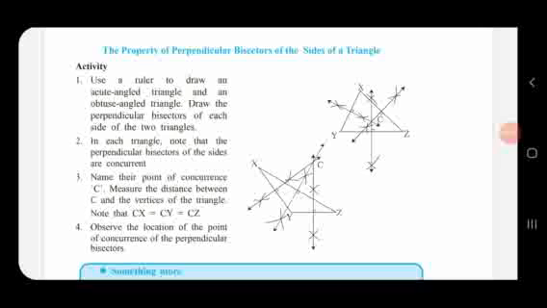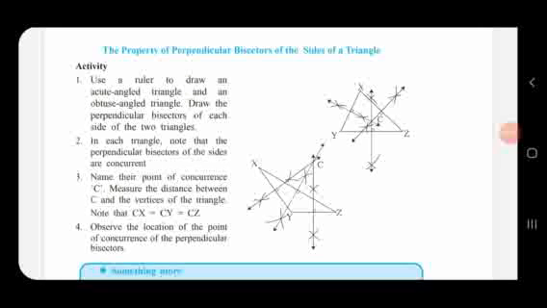in each triangle, note that the perpendicular bisectors of sides are concurrent. Name their point of concurrence as C and measure the distance between C and the vertices of triangle. Note that CX, CY and CZ are equal.